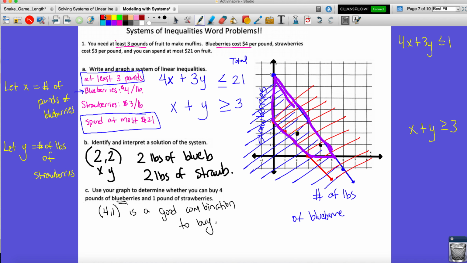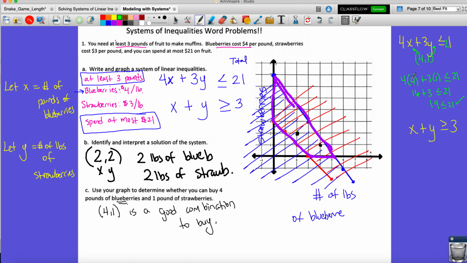If you remember from previous, the only way that we know if something is a solution is if both of these are true. So I'm going to use this fact here, 4 comma 1. So 4 comma 1 is what we're going to input. Every time I see an x, I replace this, so this is going right there, and this is going right there. So 4 times 4 plus 3 times 1 has to be less than or equal to 21. Is it true that 16 plus 3 is less than or equal to 21? Well, 19 is definitely less than or equal to 21.